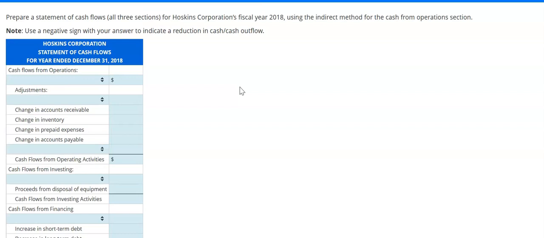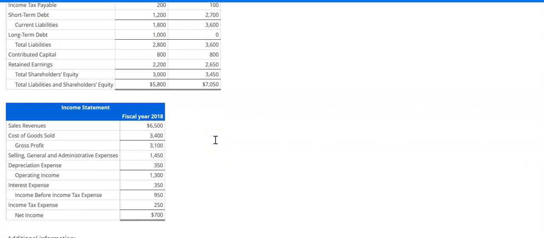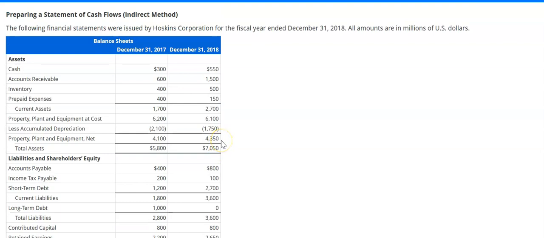This is our area right here where we're going to be working. Okay, and so let's go ahead and get started because we've got a lot to cover. It says the following financial statements were issued by Hoskins Corporation for the fiscal year ended December 31st. Okay, and all amounts are in millions in US dollars, and we really don't care about any of that.